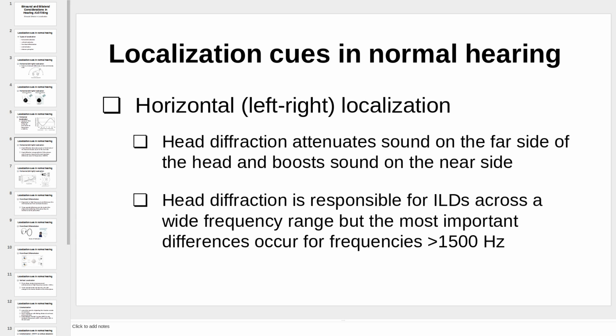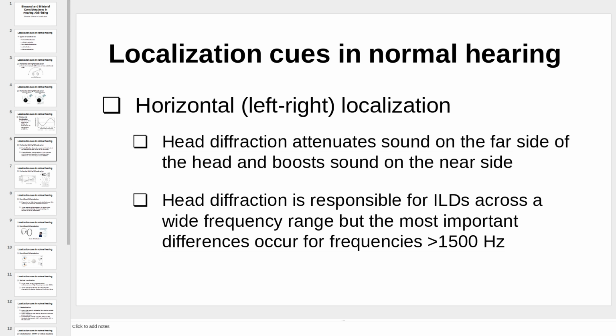Okay, so let's move on to interaural level differences. The main reason we have interaural level differences, say when sound is coming from 90 degrees azimuth, in addition to the distance factor, where the sound source may be closer to one ear, is head diffraction. The head acts to attenuate sound for the far ear, and it also acts to boost the sound toward the near ear, or the near side.